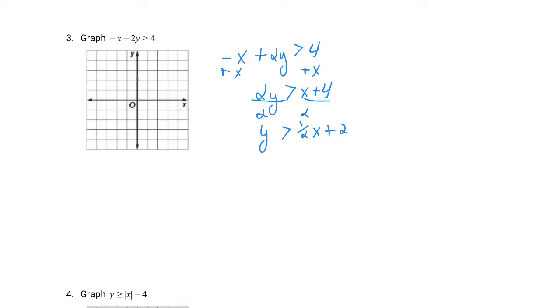Our y-intercept is 2. We go up 1, right 2 for our next point. There's no equal to again, so we're going to use a dashed line to separate the coordinate grid. And it is greater than, so we shade above.